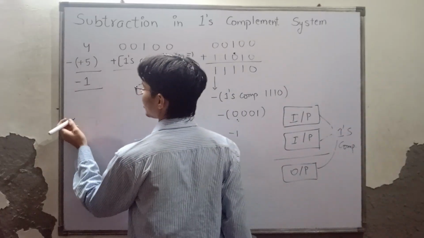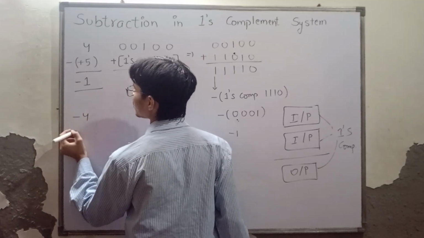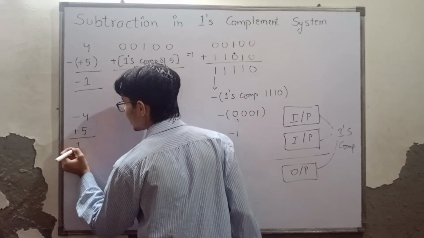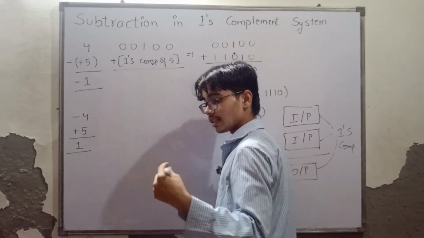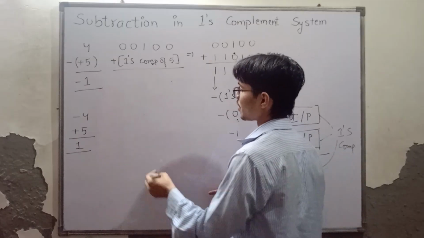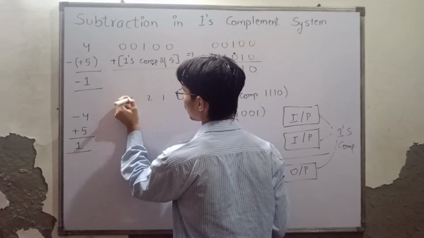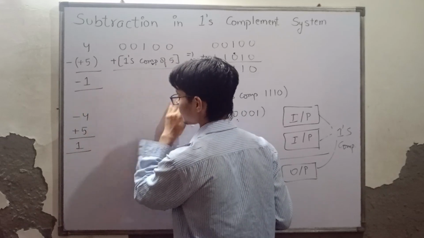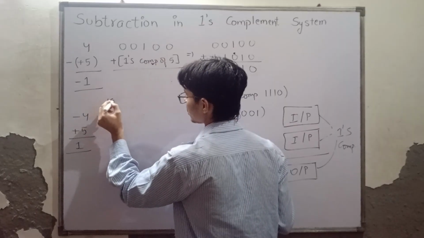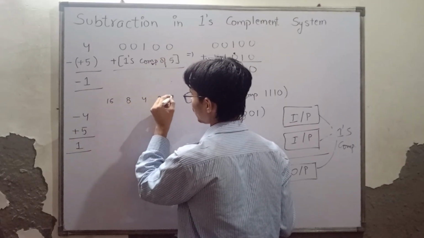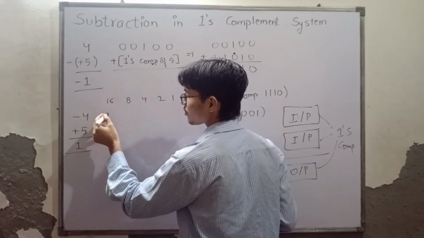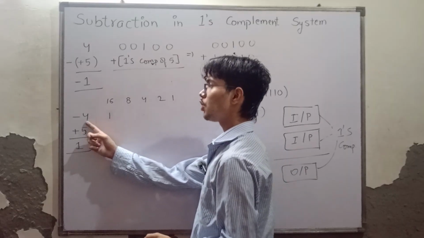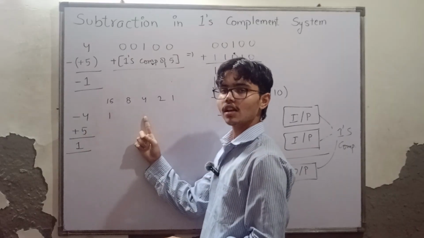So now we will solve fast, like minus 4 plus 5. How do you solve? What is our answer? The answer we get is 1. Let's solve fast. Okay, I write here 1, 2, 4, 8, 16, or 16, 8, 4, 2, 1. How do you represent minus? For minus, the first one is our sign bit. So the first one is our sign bit 1, and how do you represent 4? You have to write 1 here for 4.